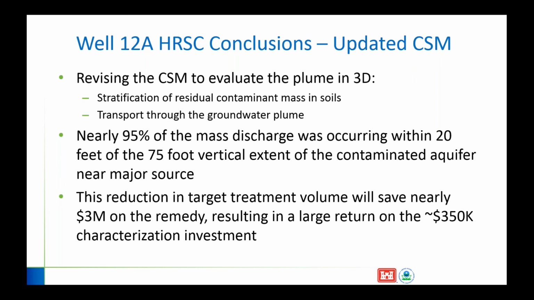Because of that, we were able to reduce the target treatment volume. So instead of injecting over 75 feet, we're only injecting over 20 feet now. Again, because the goal is this reduction in mass discharge. So just the savings in the amount of amendment alone was like $1 million. By the time you consider well installation and having extra injection wells, it was something like a $3 million savings on the remedy, and the cost of the characterization was like a tenth of that. So it's another good example of how the characterization up front can save money over the long term.